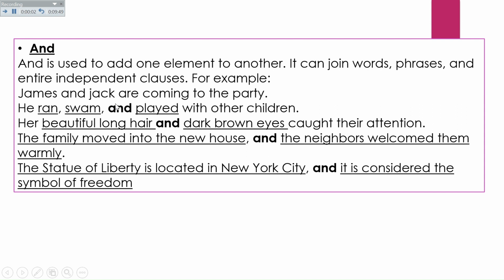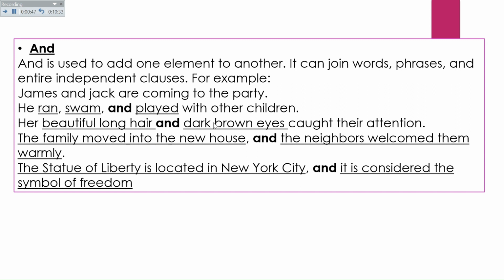And let's talk about and, guys. And is used to add one element to another. Okay. It can join words, phrases, and entire independent clauses. That's what you need to remember, guys. In the case of and, it can join words, phrases, and independent clauses. For example, James and Jack are coming to the party. So James and Jack are two words, and and is acting as a coordinator, joining them. He ran, swam, and played with the other children. Ran, swam, and played are words, and the coordinator and is joining them, right?